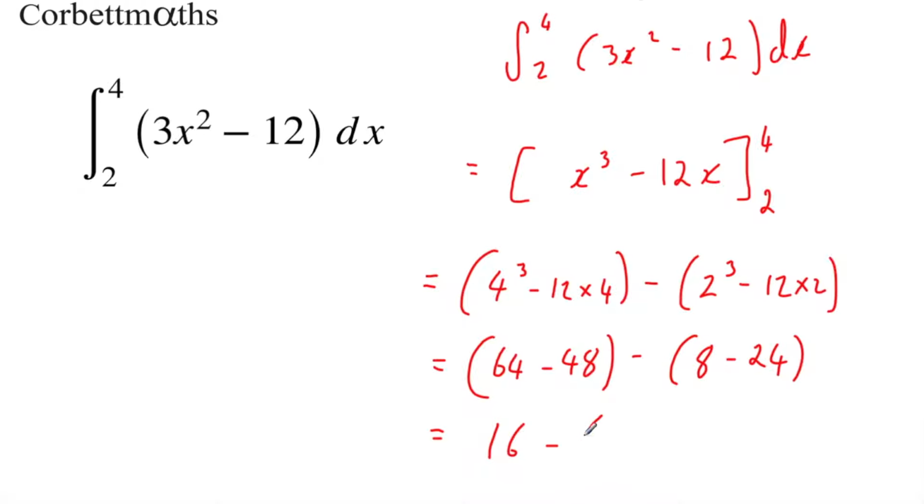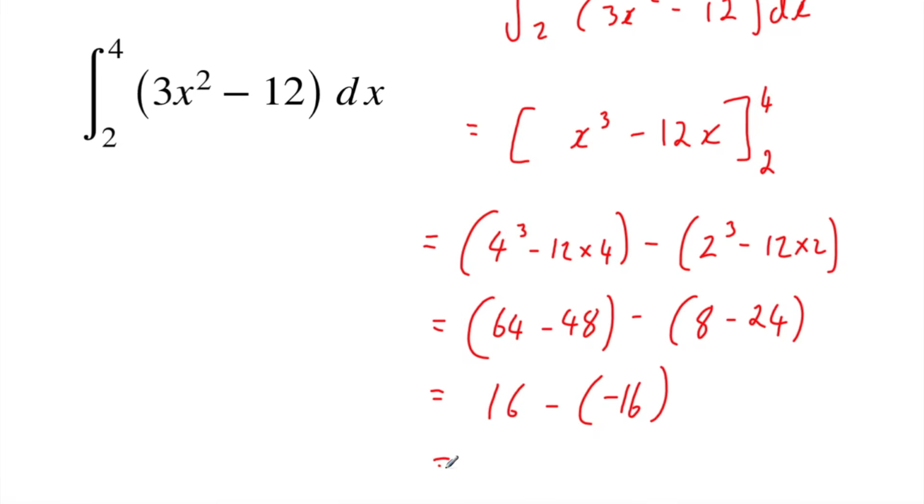And then if we work out this bracket, we get that's equal to minus 16. So we've then got 16 subtract minus 16, and 16 subtract minus 16 will be 16 plus 16, which is equal to 32. And that's it. So if we were asked to integrate 3x squared minus 12 between 4 and 2, the answer would be 32. And that's it.